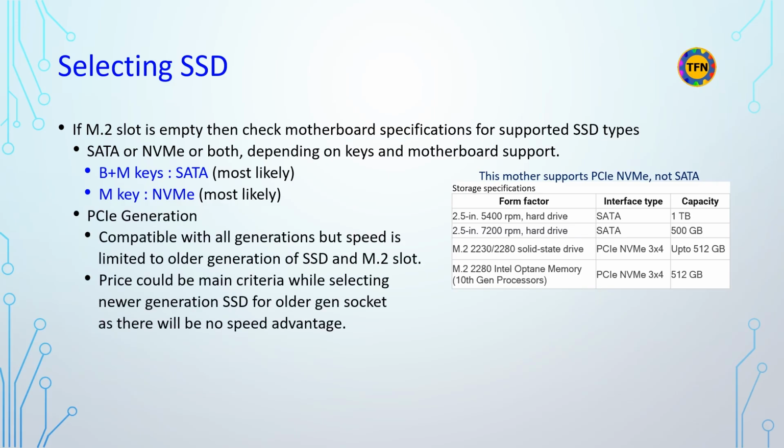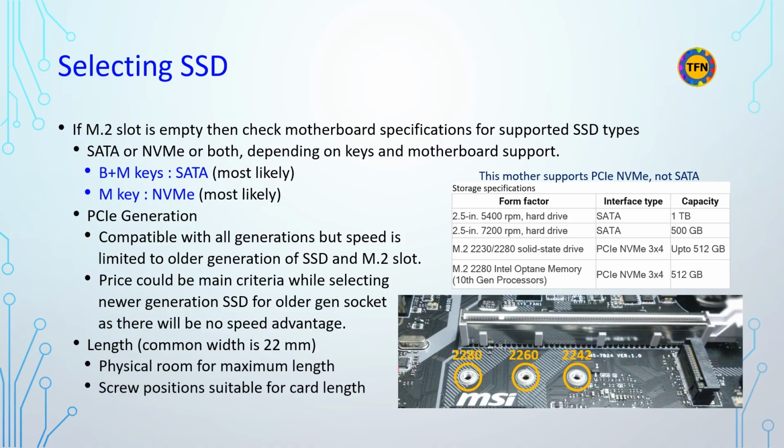The PCIe interface has evolved several generations which are backward compatible. If the SSD and M.2 slot generations do not match, then the transfer speed is limited to the lower of the SSD and M.2 socket speeds. The width of M.2 SSDs is 22mm, but the length could vary. Some motherboards allow more than one length, with a screw position prepared for each allowed length. Some motherboards can fit a longer SSD but may lack a screw hole for a shorter SSD to secure it.